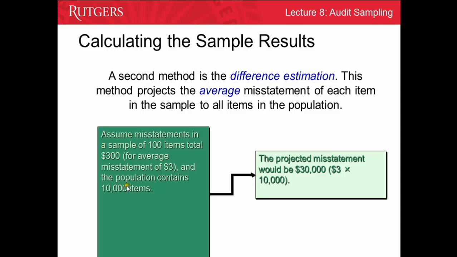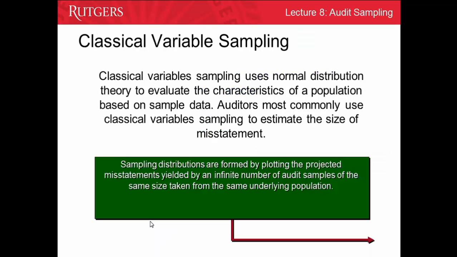For example, if a misstatement in a sample of 100 items totaled $300, for an average misstatement of $3, and the population contains 10,000 items, then the projected misstatement would be $30,000, which equals $3 multiplied by 10,000.